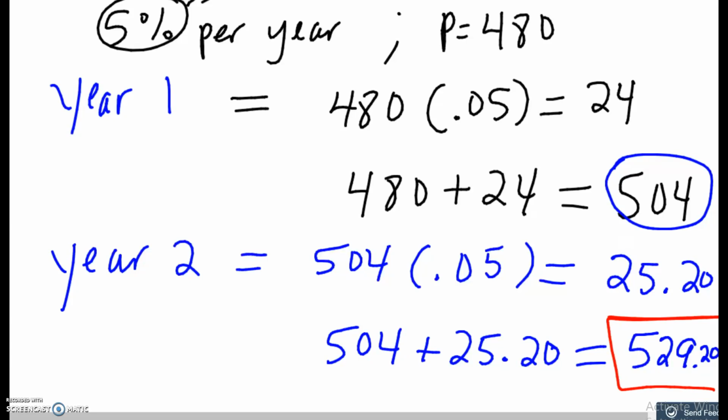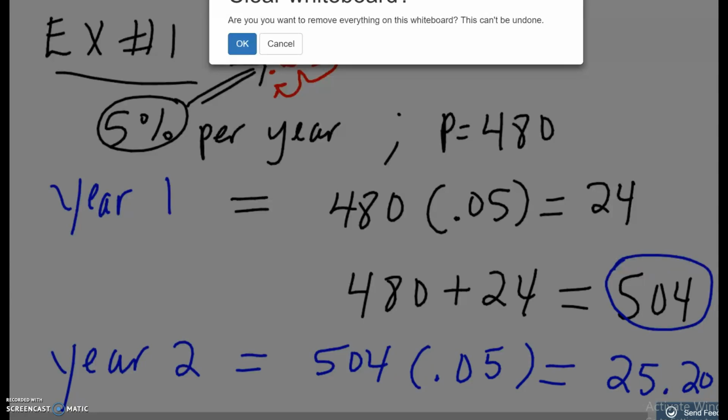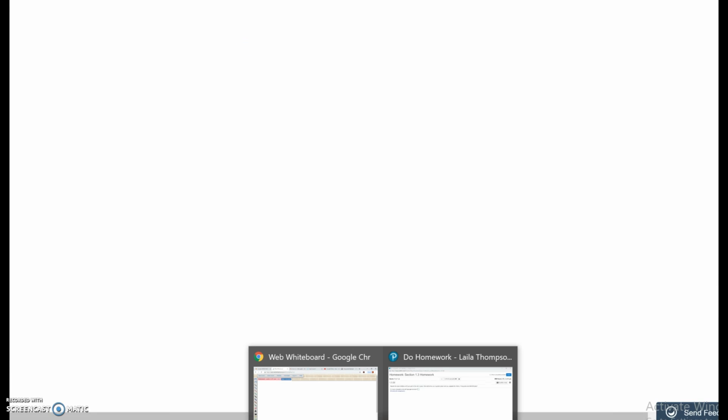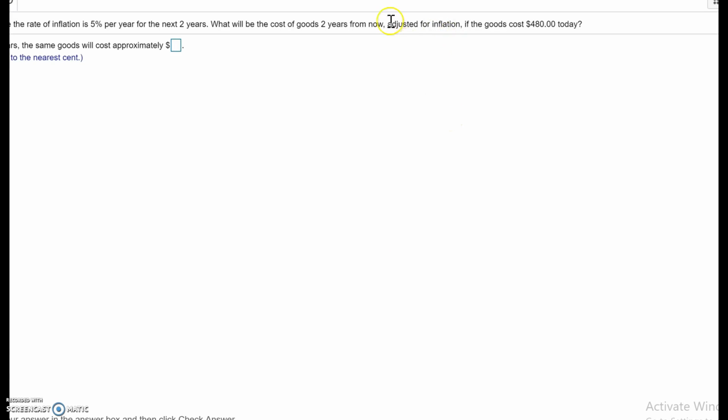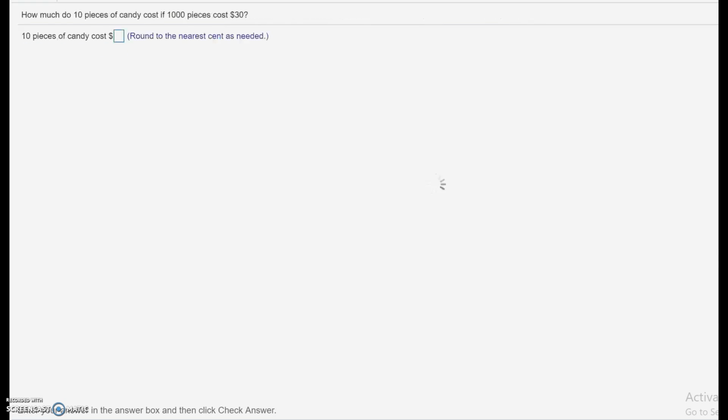Okay? Let's do another example from section 1.3. Bear with me again while I toggle between the screens so that we can pull up another homework problem. This problem asks, how much do 10 pieces of candy cost if 1,000 pieces cost $30? If 1,000 pieces cost $30.